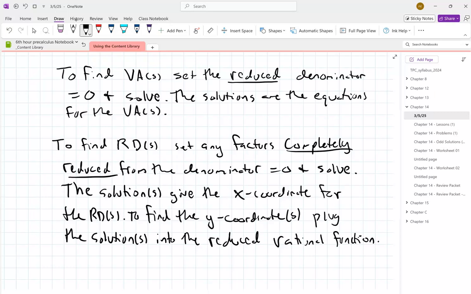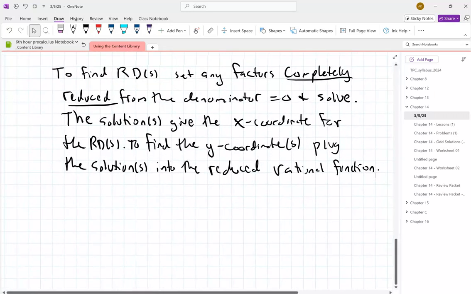But notice that each of these procedures now talk about reducing the polynomial or reducing the rational function. Let's look at how we do that at the same time as going and doing some examples.